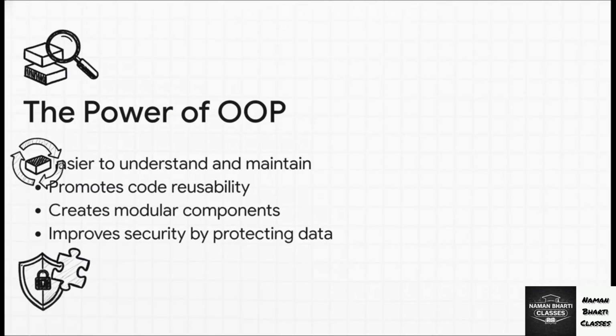It makes the code way more logical and easier to understand, especially as projects get bigger. Inheritance, like we saw, lets us reuse code, which saves a ton of time and effort. By creating these modular objects, we can build and test different parts of a program independently. And, really importantly, encapsulation improves security by protecting our data from being accidentally or maliciously changed. It's just a smarter, safer, and way more efficient way to build software.